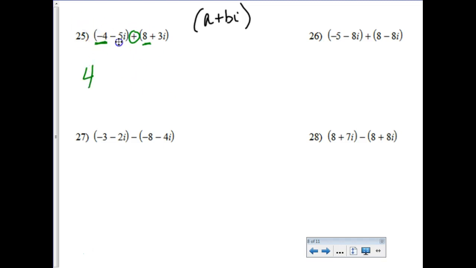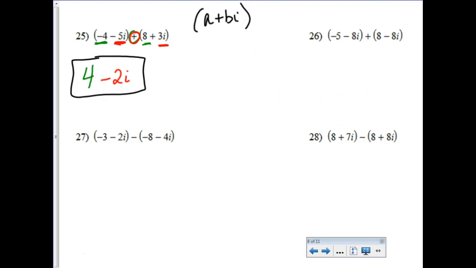And then for your imaginary parts, you have a negative 5i plus a 3i. So negative 5i plus 3i is negative 2i. And you're not done with your answer until you've written it in what we call a plus bi form, which this is. You can say 4 plus negative 2i. There's nothing wrong with that. It's just kind of weird.